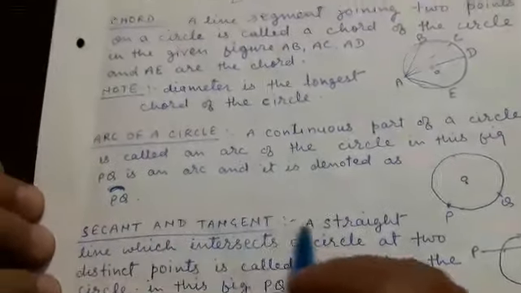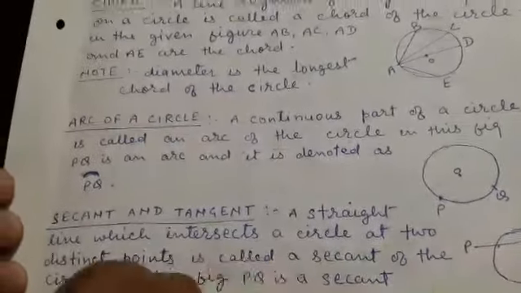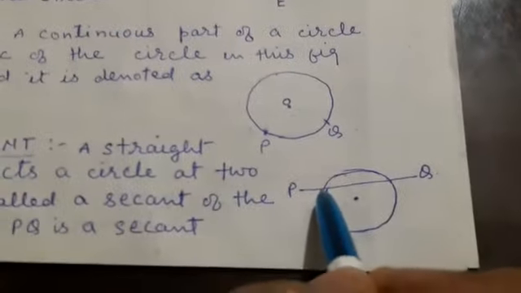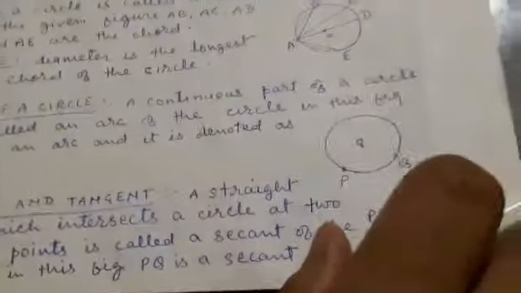Next, secant and tangent. A straight line which intersects a circle at two distinct points is called a secant of the circle. In this figure, you will see that PQ is a line which intersects this circle on two distinct points. So it is a secant.